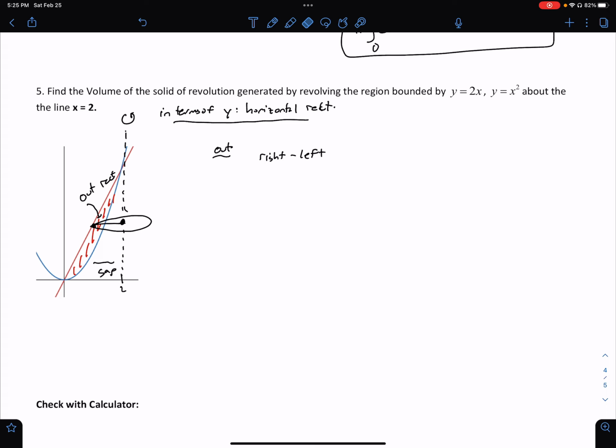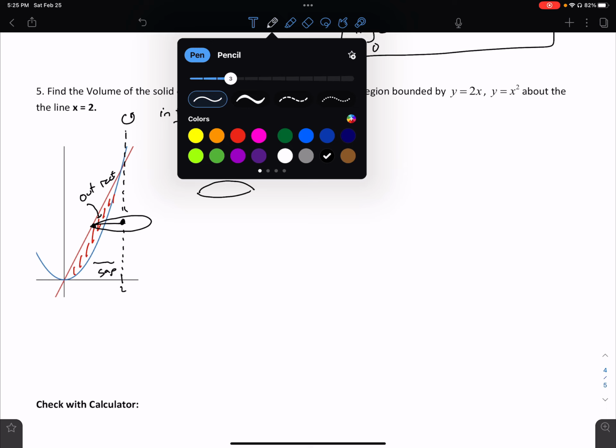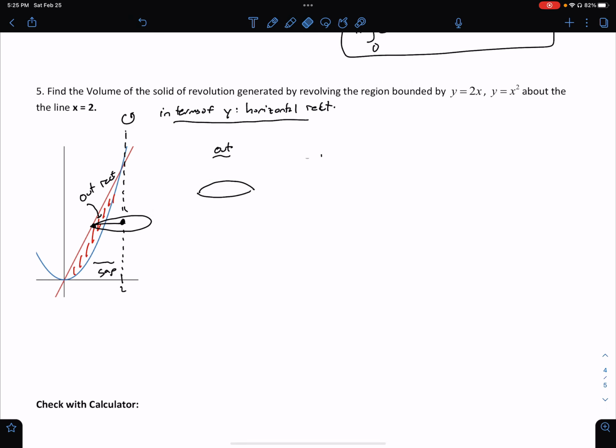We make mistakes. If we were to draw our rectangle of mathematics, draw our disk again, we have to be very careful. There we go. When we do the radius as the right minus left, I forgot to change my variables. Remember, we have y equals 2x, so therefore we could say x equals y over 2. We have y equals x squared, so therefore we can say x equals the square root of y. So we'd be very careful.